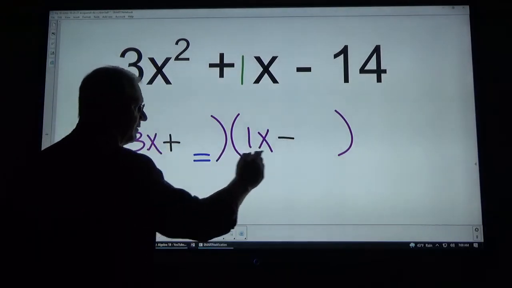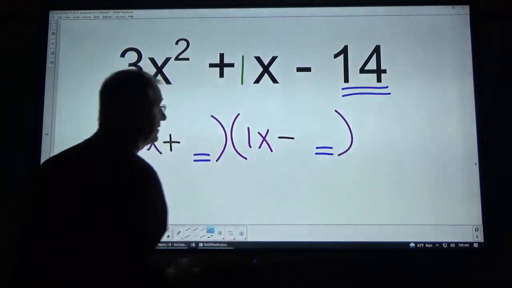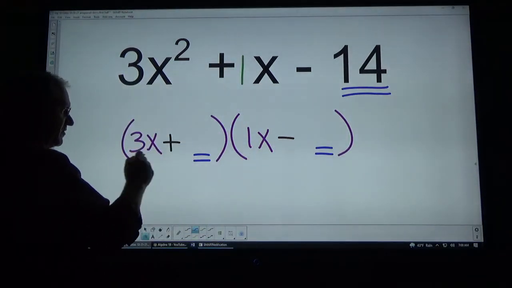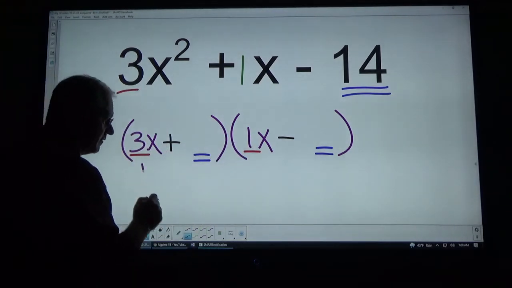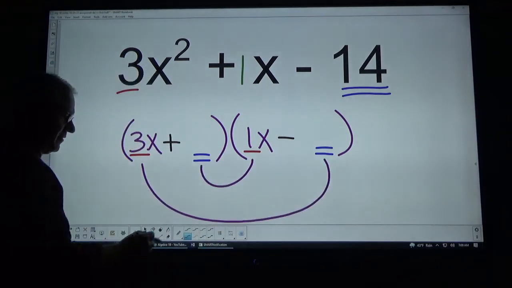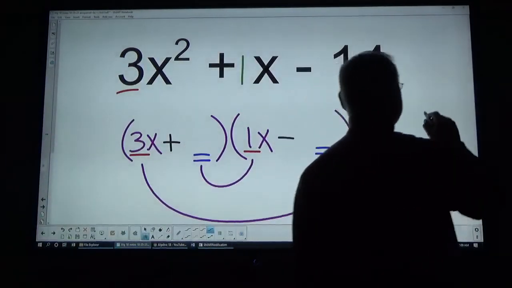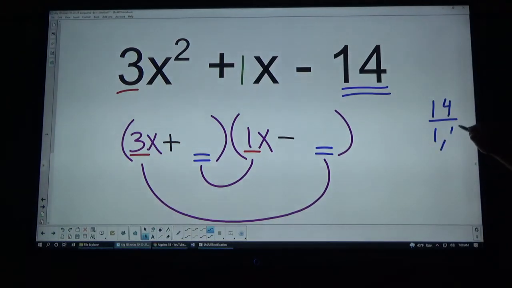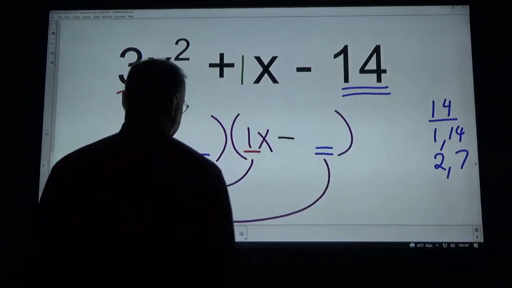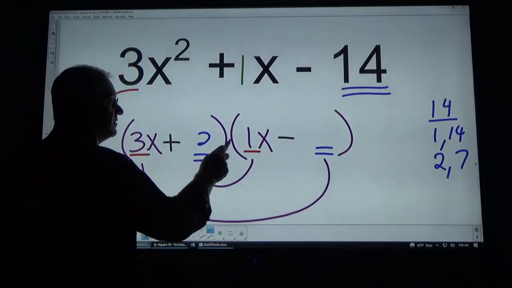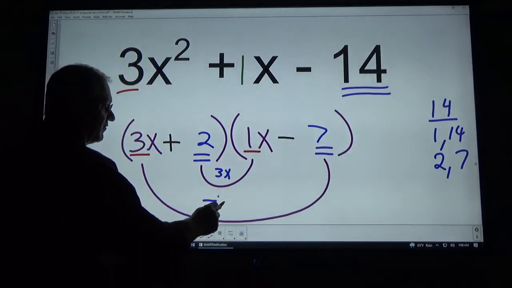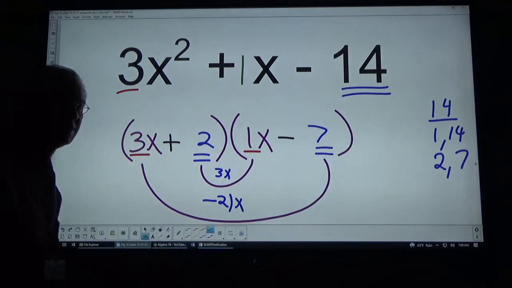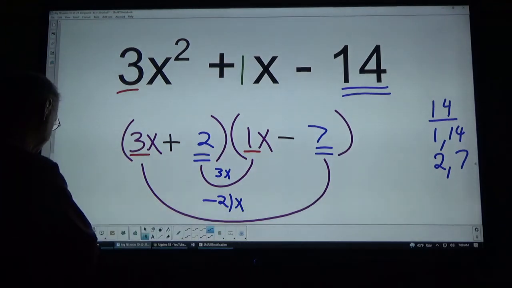And I need a pair of numbers to give me 14 that go on the end. Remember, we used 3 and 1 to get 3. Smiley face. And 14, 1 and 14, 2 and 7. Let's just go ahead and throw 2 and 7 in there, see how we do. 2, 7. Well, that's going to be 3x and negative 21. Yeah, that's not even close. They don't differ by 1. So let's back that up.